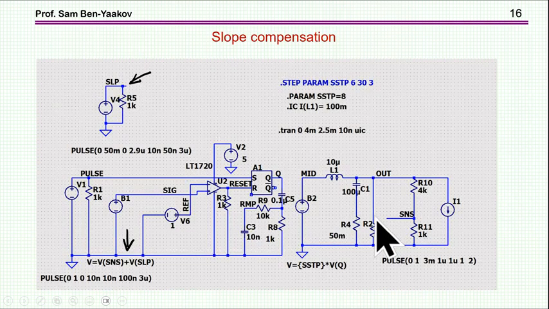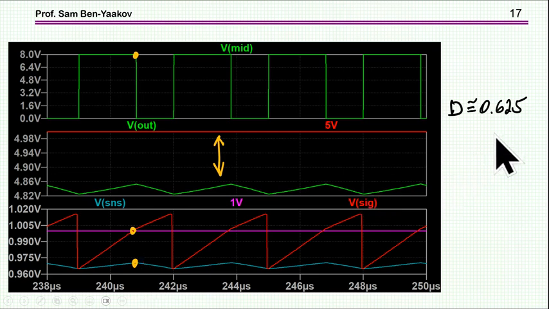So to look at it and to see that indeed slope compensation is helping, I'm generating here a slope. I could have taken it from here, because here we have a square wave, and then with a resistor and capacitor I could have generated a slope, but I prefer to do it this way. So I'm adding the slope to this sense voltage. This is the sense voltage. I'm adding the slope to it, okay? Everything else is the same. And lo and behold, the duty cycle 0.625, and everything is stable.